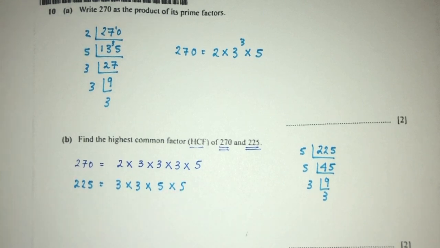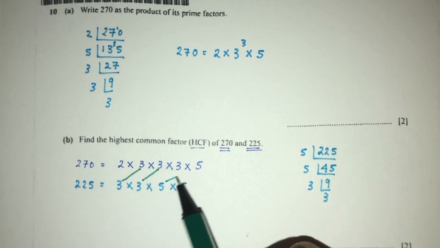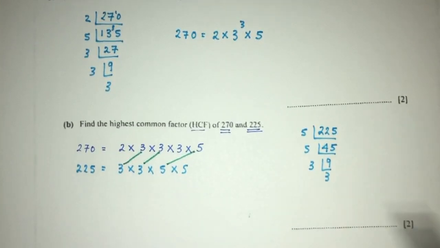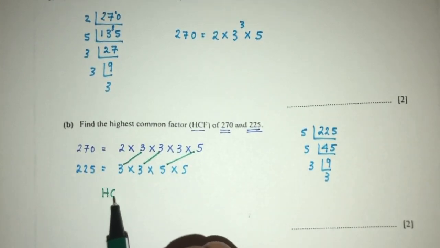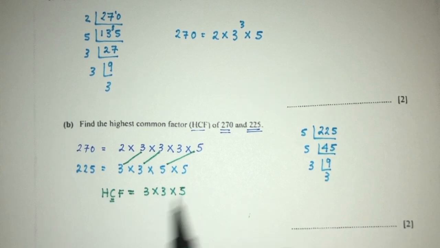Now to find the HCF, we have to match the common factors. So this will match with this, and this. The highest common factor will be 3 times 3 times 5. That will be 9, and that will be 45 as your answer.